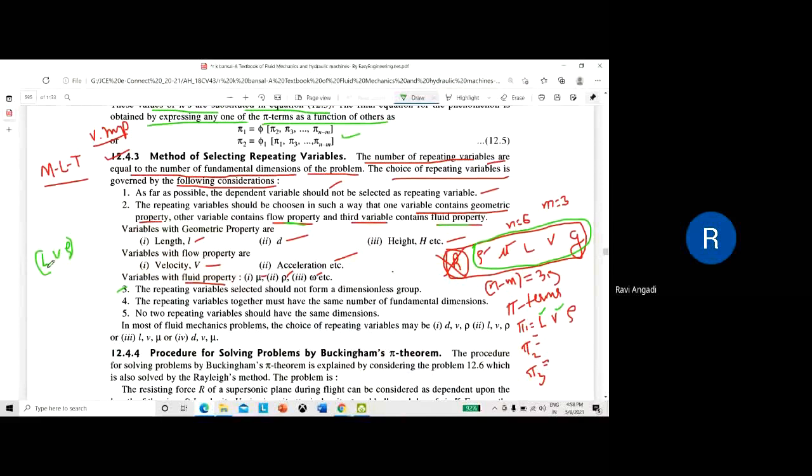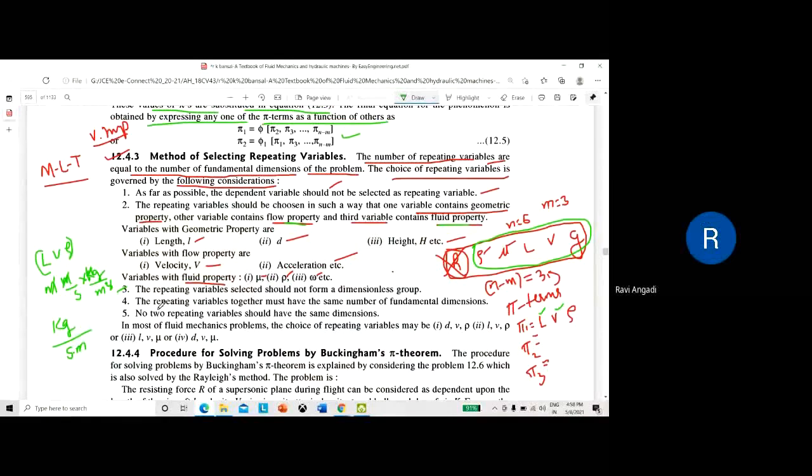Means suppose if I substitute the unit here. What is the unit of L? Meter. What is the unit of velocity? Meter per second. What is the unit of density? Kg per meter cube, right? So the meter gets cancelled. What is the final answer you get here? Kg second per meter, right?